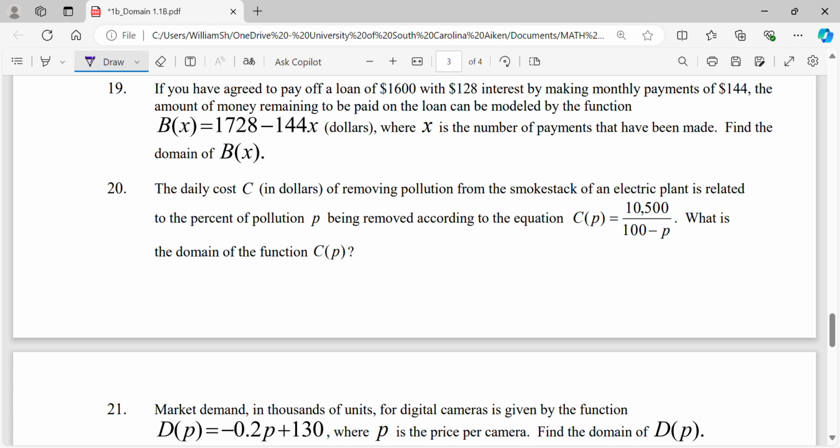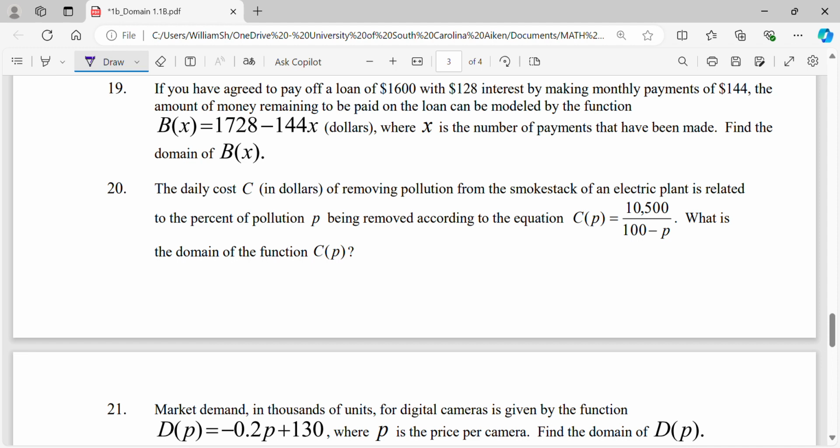Alright, number 19. If you have agreed to pay off a loan of $1,600 with $128 interest by making monthly payments of $144, the amount of money remaining to be paid on the loan can be modeled by the function b of x equals 1,728 minus 144x dollars, where x is the number of payments that have been made. We want to find the domain of b of x.